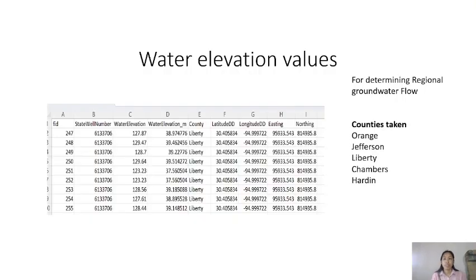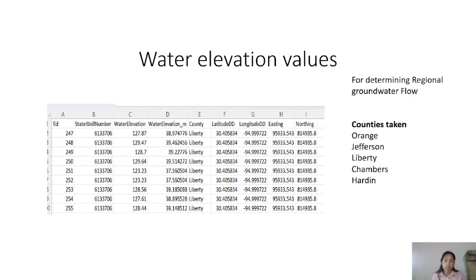For this, first of all, the water elevation values are taken from the groundwater database obtained from the Texas Water Development Board, Groundwater Board. This is done to determine the regional groundwater flow, and the counties taken are Orange, Jefferson, Liberty, Chambers, and Hardin, etc.